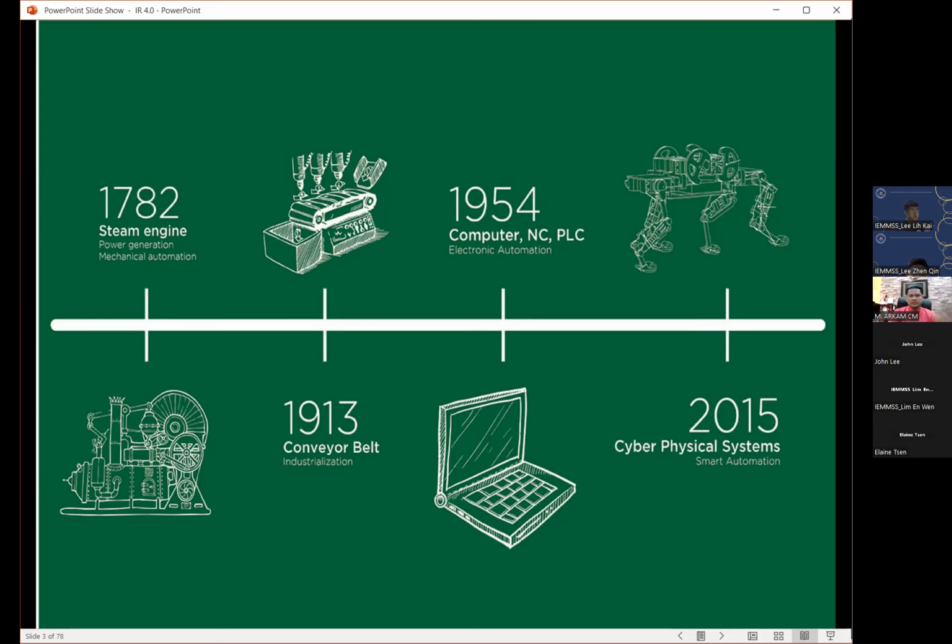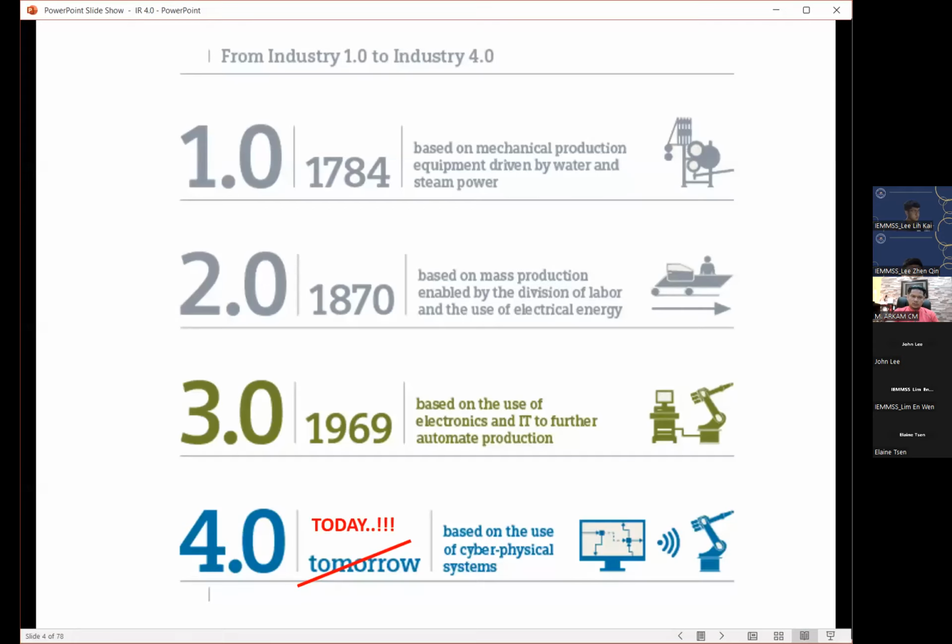So we can see from the steam engine to the cyber physical system and smart automation, the purpose is actually to give more efficiency to the services that we are providing or the products that we are going to produce in terms of this kind of manufacturing. So this is the timeline, the important timeline when we talk about IR 4.0.